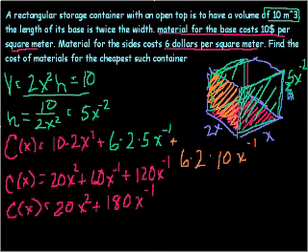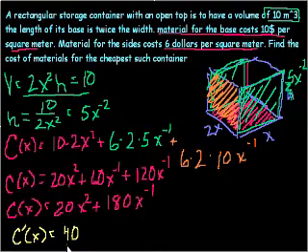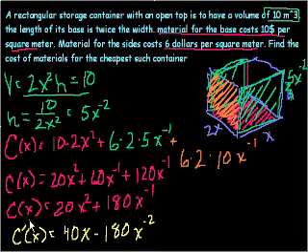So let's do that. So c prime of x, and this is a fun non-hairy derivative. So it's 40x, right, 2 times 20x, and then minus 180 x to the minus 2. And the minimum or maximum point are going to be where this is equal to 0. So let's set that equal to 0.